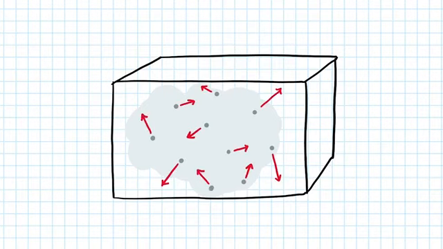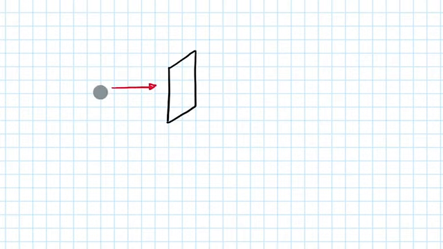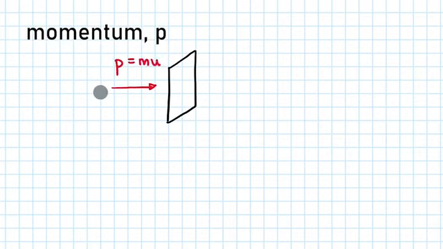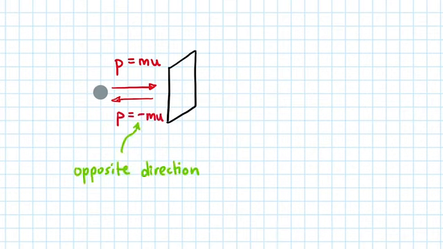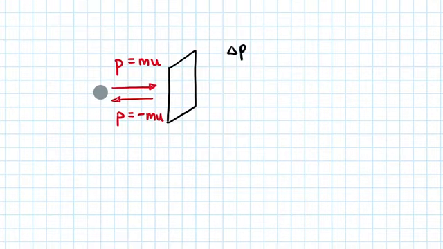Let's zoom in on one single particle and isolate it from the rest of the gas. This particle collides into the wall with a momentum mu, where m is the mass of the particle and u is the velocity. Making the assumption that this collision is perfectly elastic, the particle will rebound with a momentum minus mu. They are the same magnitude, but the negative sign tells us that the particle is now traveling in the opposite direction. So the particle's change in momentum is the final momentum minus the initial momentum, giving us minus 2mu.